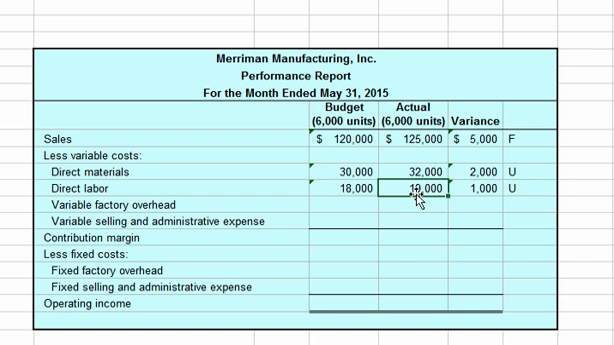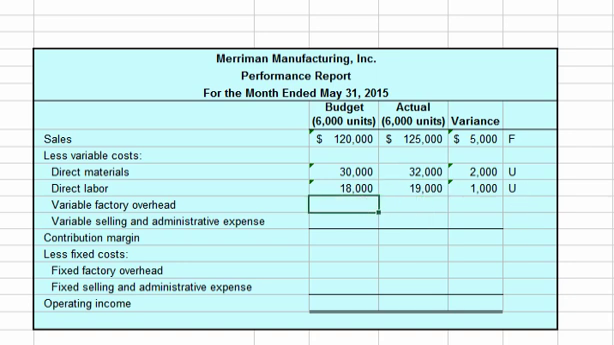If our actual cost for direct labor is 19,000 and we budgeted 18,000, what do we want to be on direct labor? Over budget or under budget? We'd rather produce at 6,000 units with 17,000 of direct labor cost, not 19. We're over budget on a cost, so that's unfavorable.